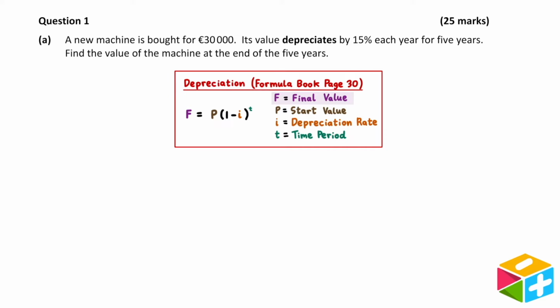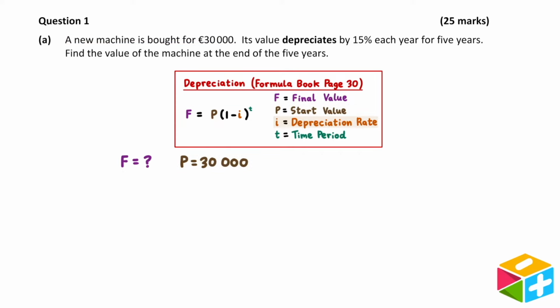Let's start with F, which represents the final value. We are asked to find the value of the machine at the end of the 5 years. So we don't know the final value, that's what we're trying to find. P represents the start value, and this is referring to the €30,000 we paid when we bought the machine at the start.